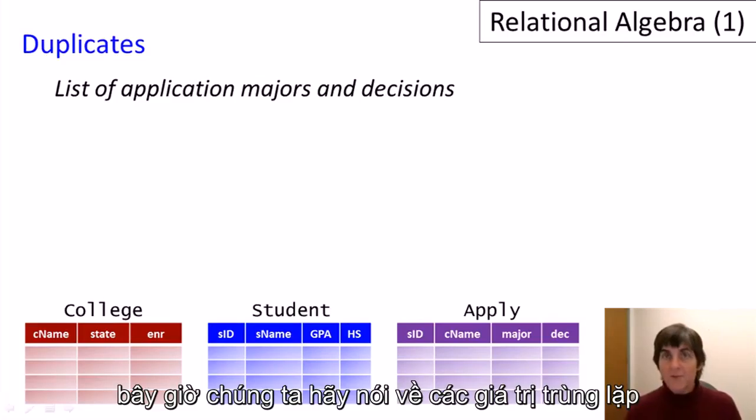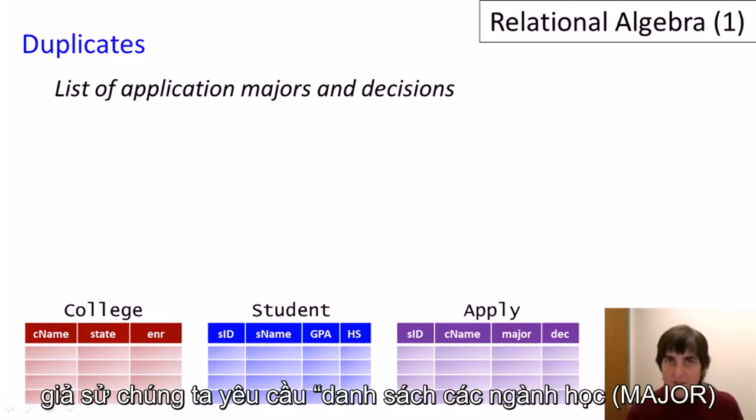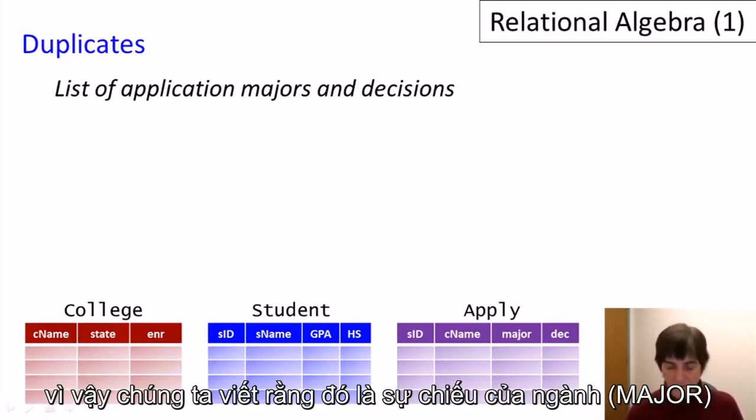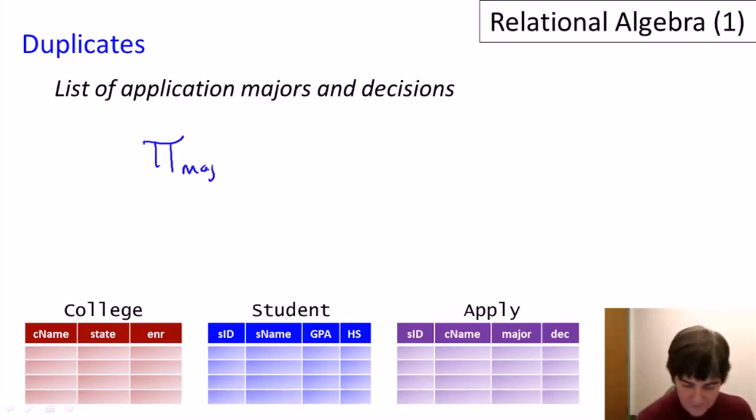Now let's talk about duplicate values in the results of relational algebra queries. Let's suppose we ask for a list of the majors that people have applied for and the decision for those majors. So we write that as the project of the major and the decision on the apply relation.